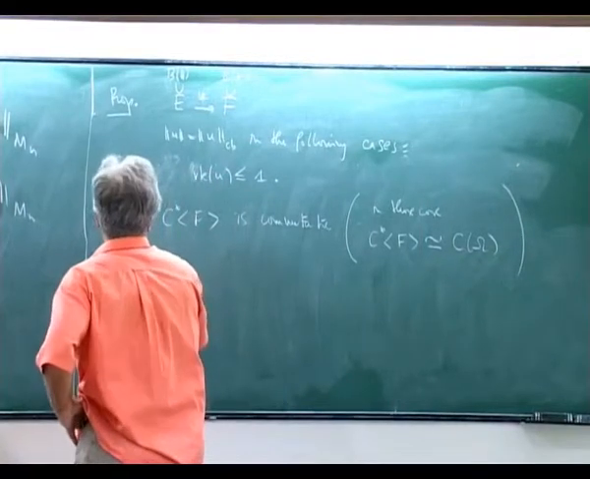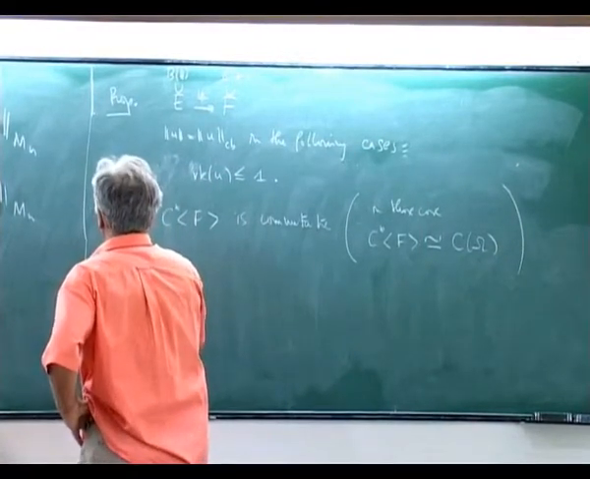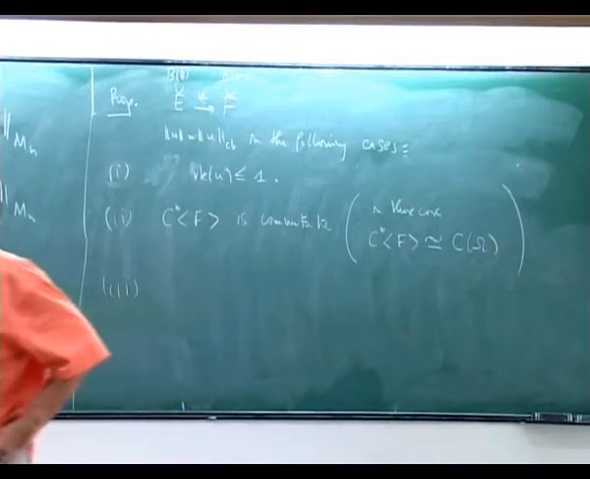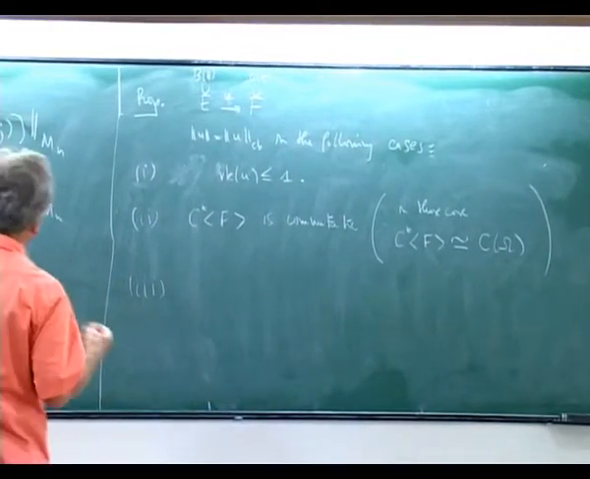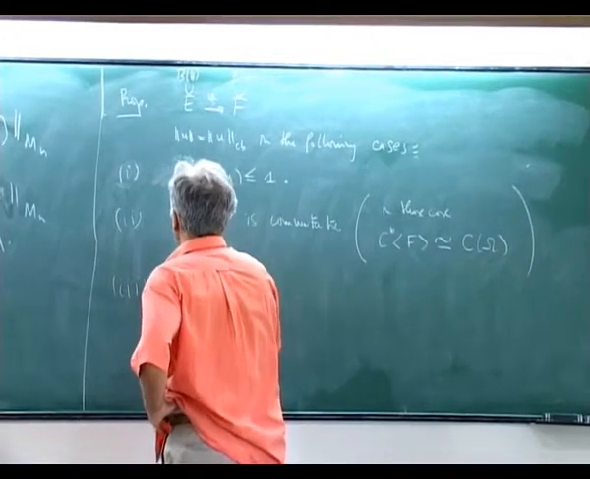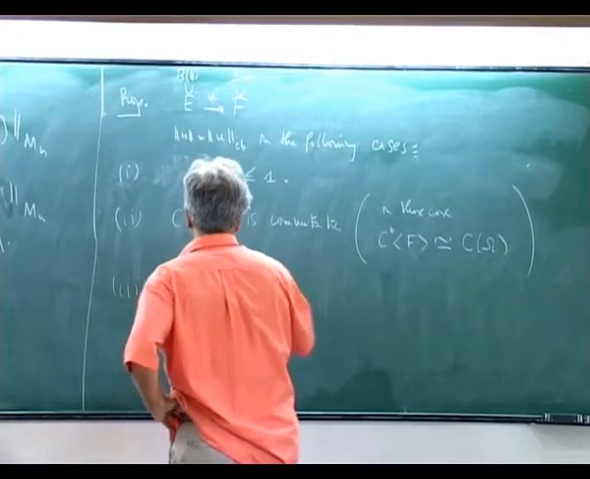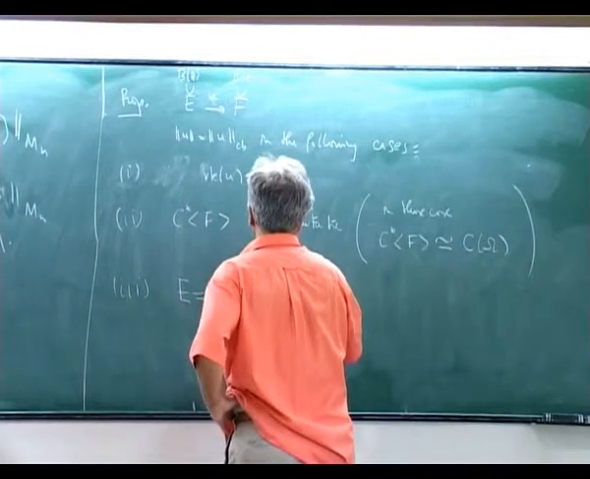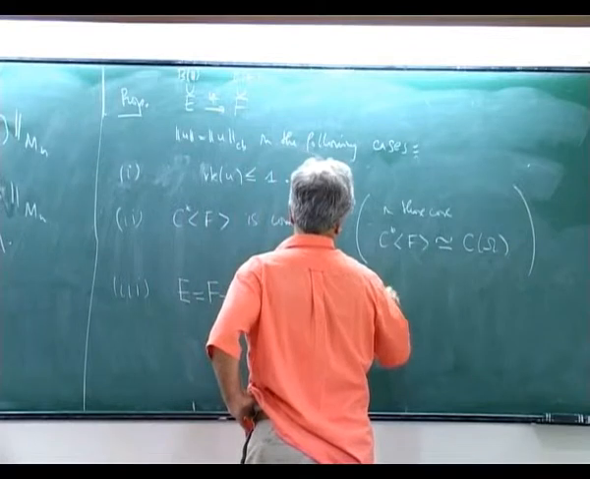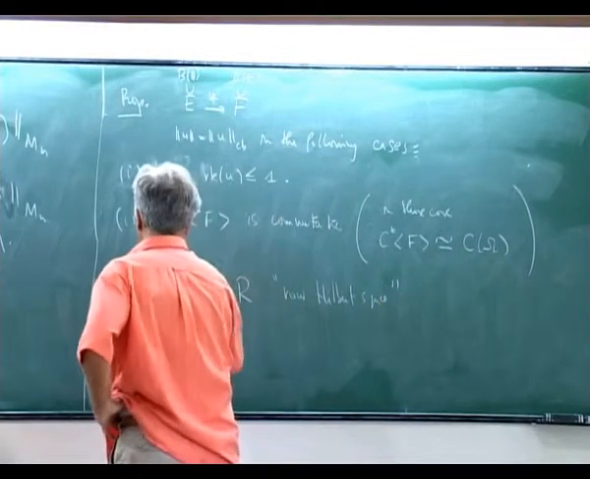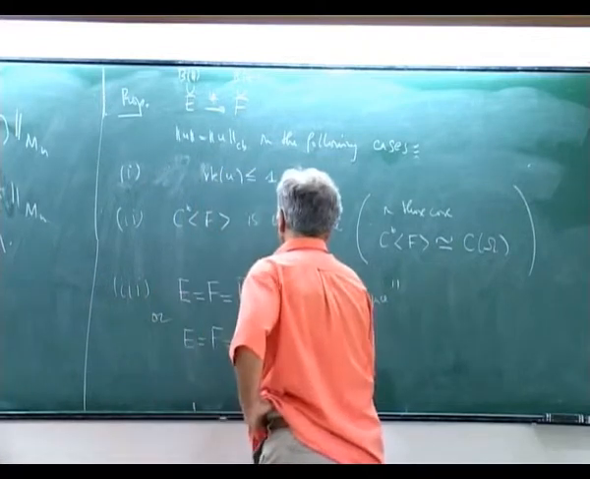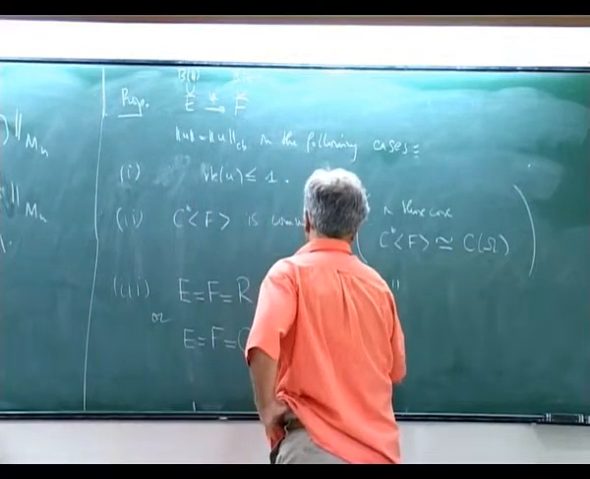So now I'm inserting new information because I am trying to save a little time. I spent too much time before. So we could have that E is equal to F is equal to R, the so-called row Hilbert space, which I will define in a second. Or E is equal to F is equal to C, the so-called column Hilbert space.